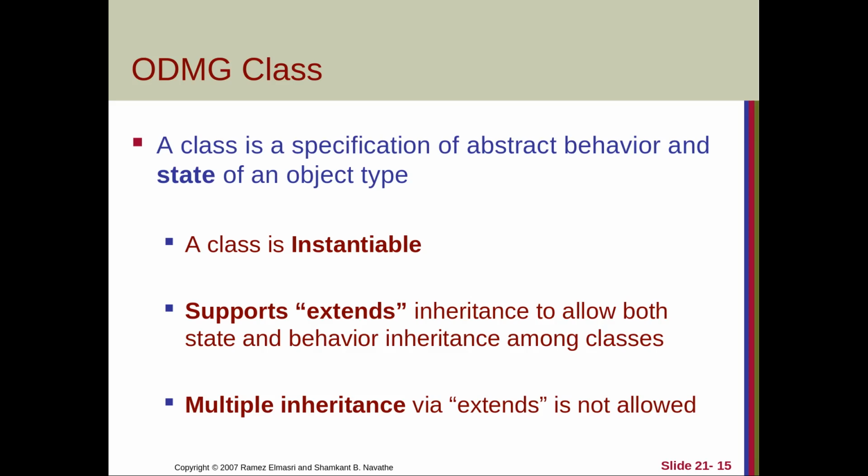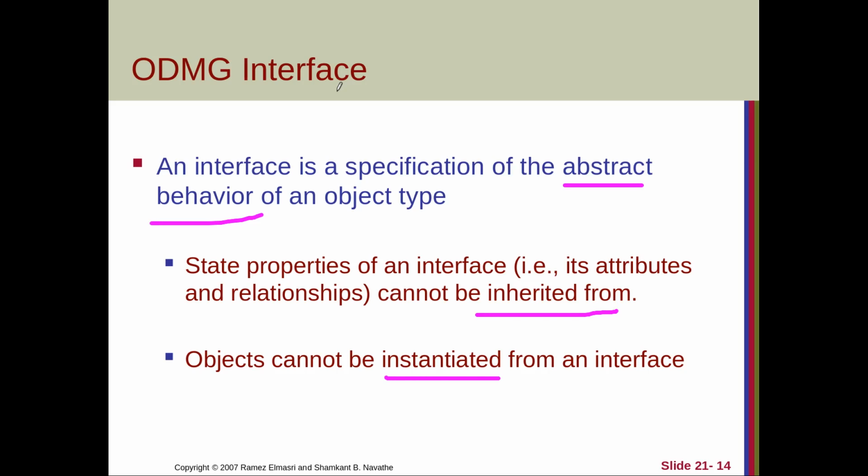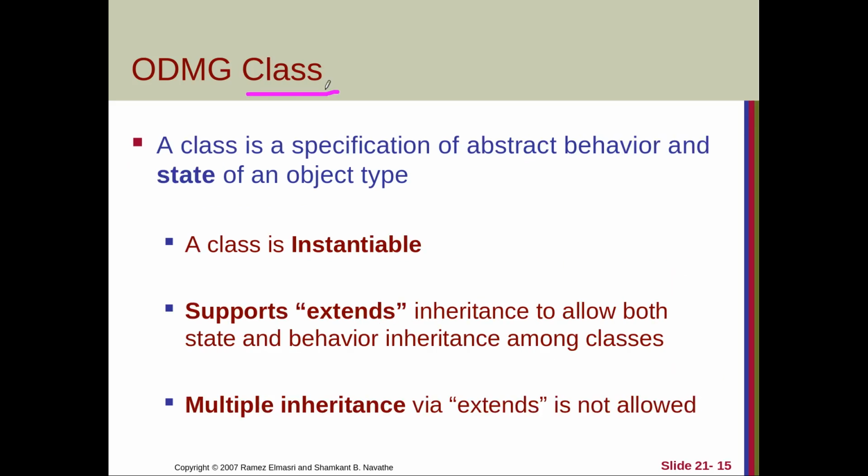Now we will look into the ODMG class. As I have already described, an interface is simply for providing abstract behavior, but no instantiation. Only some restrictions are available with the ODMG interface. But an ODMG class is a specification of abstract behavior, and it also has the state of an object type. That means we can do instantiation. We can create an object of a class. That is the specialty of a class.